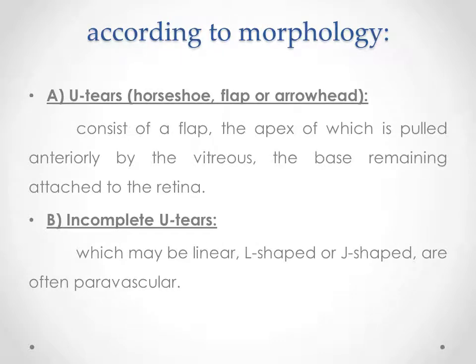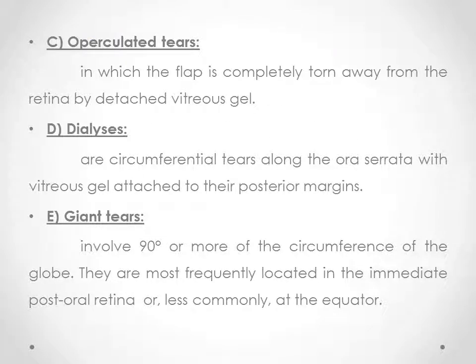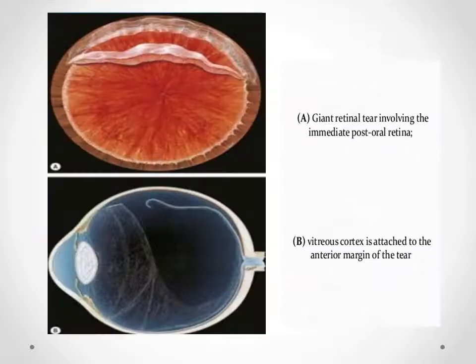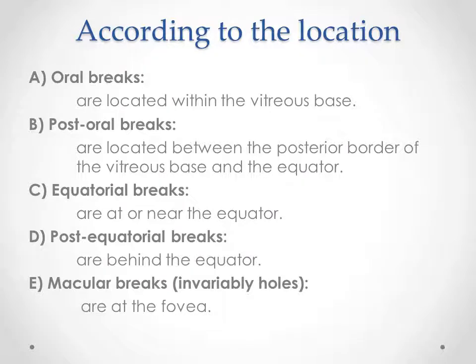And according to the morphology, it may be a U-shaped tear or horseshoe tear. It may be incomplete U-tears or operculated tears. It may be a retinal dialysis or a giant retinal break, which involves 90 degrees or more of the circumference of the globe. And you can see here the types of the breaks. And according to the location, it may be oral breaks, post-oral breaks, equatorial breaks, post-equatorial breaks, or macular breaks.